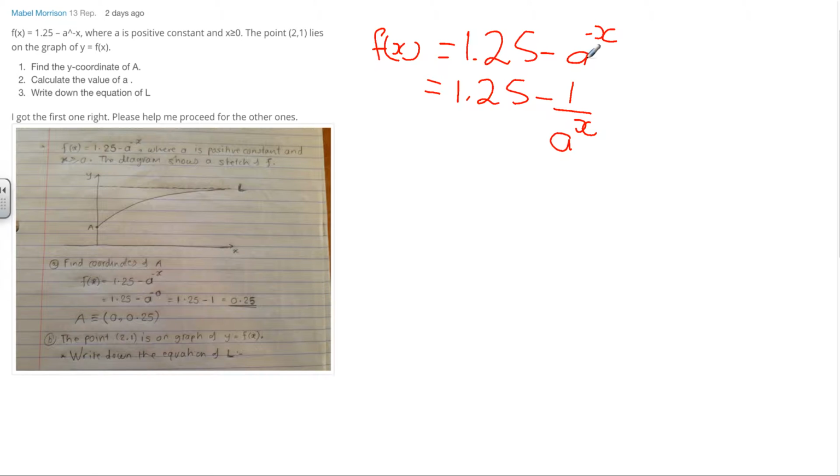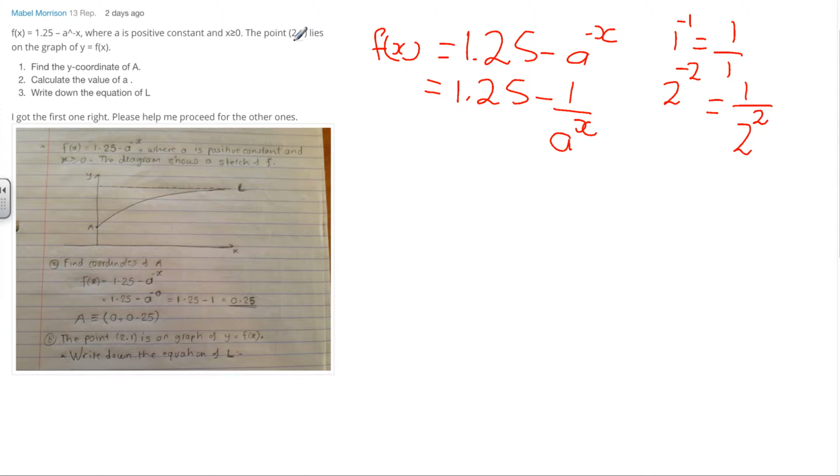Just a brief explanation is that any number raised to a negative power is a fraction. So for instance, if I have 1 raised to the power negative 1, this is the same as 1 over 1. If I have 2 raised to the power negative 2, this is equal to 1 all over 2 raised to the power 2. So we apply the same principles here and you write it like this. So it says calculate the value of a.